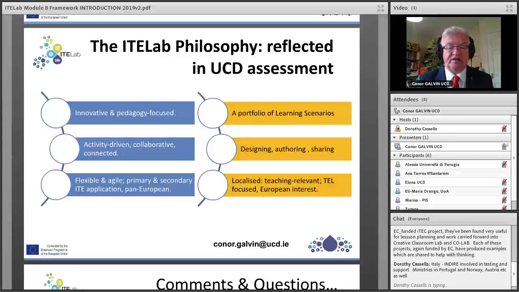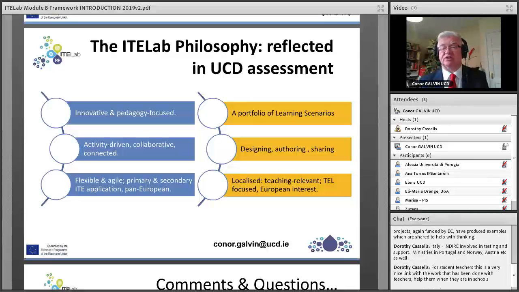And then finally, the idea that it is localized, teaching relevant, and has a technology enhanced learning focus is part and parcel of what we will be looking for within our learning scenario portfolio. The European interest, again, that will come through in the UCD situation.